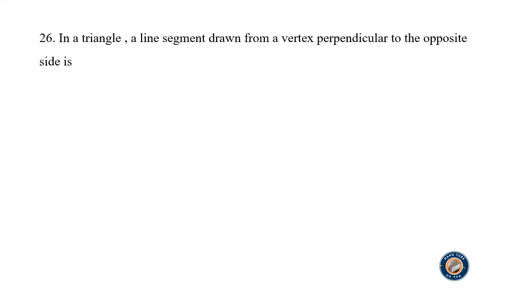Question number 26. In a triangle, a line segment drawn from a vertex perpendicular to the opposite side is A, median, B, altitude, C, base, D, hypotenuse.